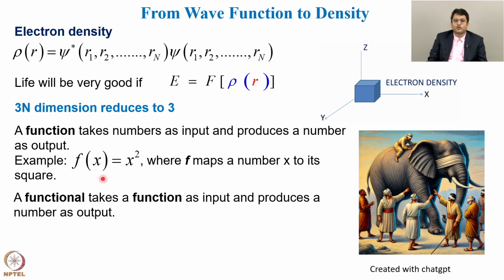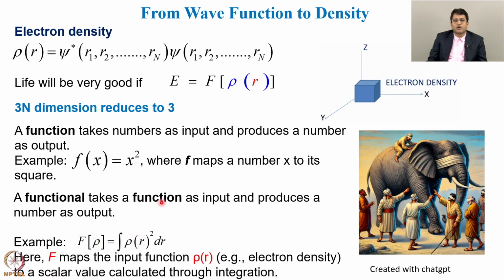Now, what is a functional? In the case of a function, it takes a number as an input. In the case of a functional, it takes a function as an input and produces a number as an output. For example, let us look at this functional F of rho, where rho is a function because it depends upon the position, and the form is the integral of rho squared dr. So, F maps the input function rho of r, that is the electron density, to a scalar value calculated through the integration. Remember, a functional will take a function as an input and the output will always be a number. This is what the word functional means in density functional theory.